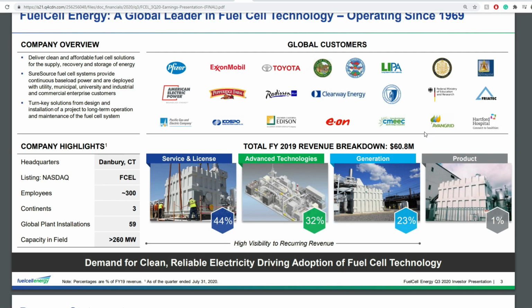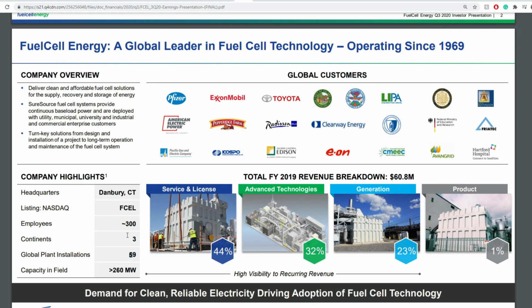So I thought, hey, you might be able to pick up some of the information here and throw it back at you. So service license, 44% of highly visible recurring revenue, 1% for the product generation, 23%. And advanced technology goes around 32%. They have around 300 employees, three continents, global plant installations, around 59 of them.